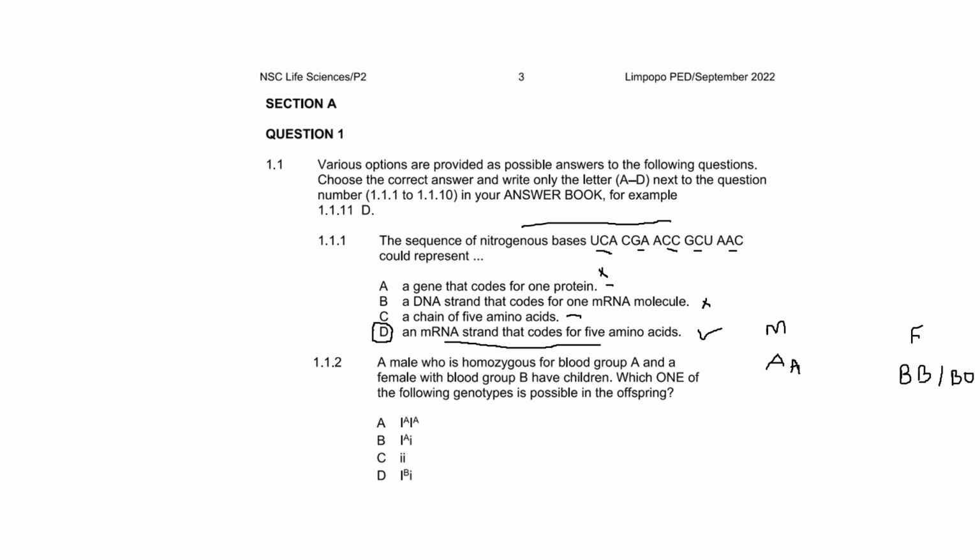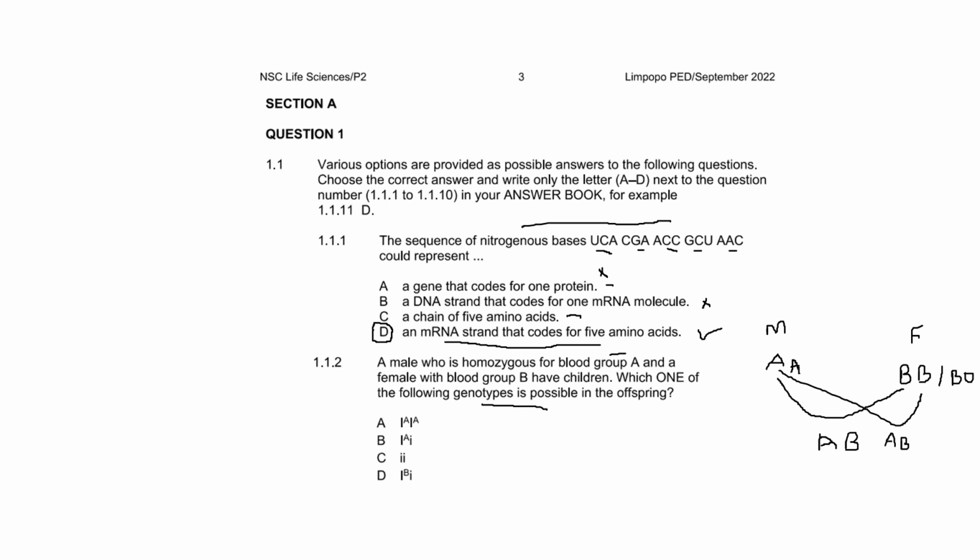Now they are asking which one of the following genotypes is possible for the offspring. We've got a male who is homozygous for blood group A, and a female who has blood group B. The most common allele combination we're going to get is A and B. We can get the first A and B, again another A and B, and so also another A and B.